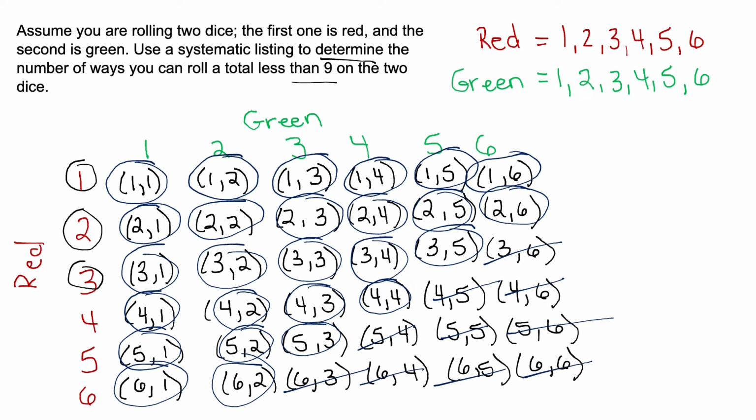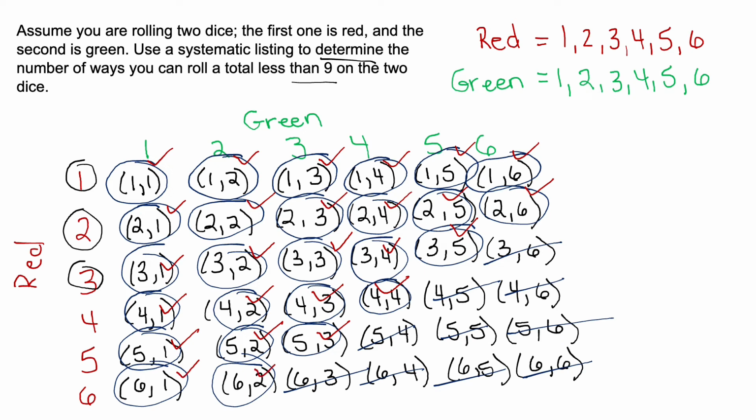So now I want to count the number of outcomes that I circled because those are all less than 9. So I have 1, 2, 3, 4, 5, 6, 7, 8, 9, 10, 11, 12, 13, 14, 15, 16, 17, 18, 19, 20, 21, 22, 23, 24, 25, and 26.